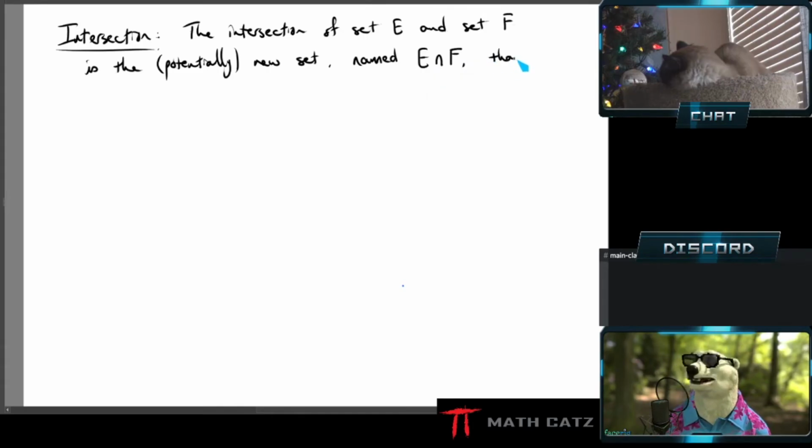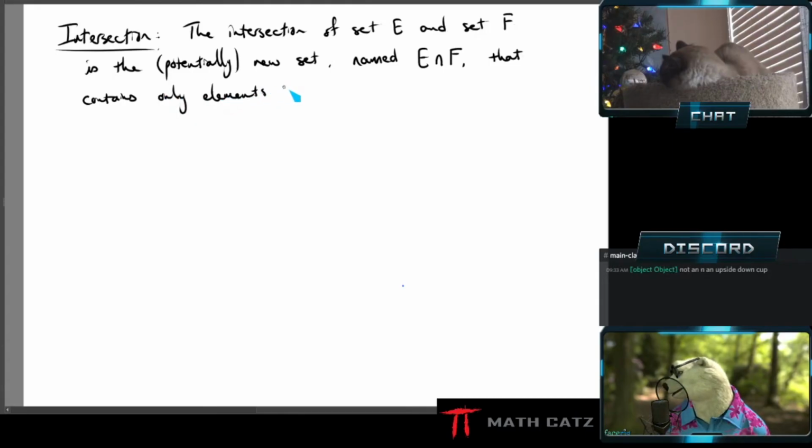And that new set contains only elements that are in both E and F. Which is why you'll see we're going to associate the and word with that.